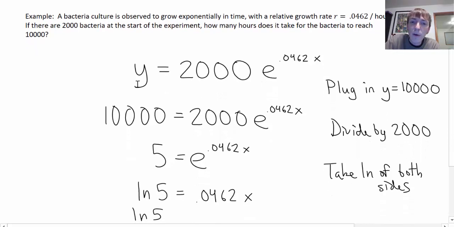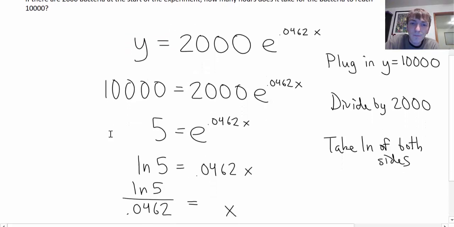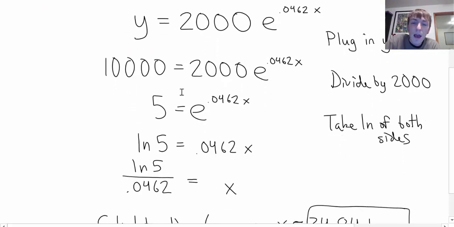So I'm going to take this equation that I had and I'm going to plug in 10,000. Okay. And now it's just about solving it as an algebra equation. Okay, so how do we solve this like an algebra equation? I want to get x by itself. So the first step is not strange. I divide by the 10,000 to move it to the other side. And now I've got 5 equals e to the 0.0462x.